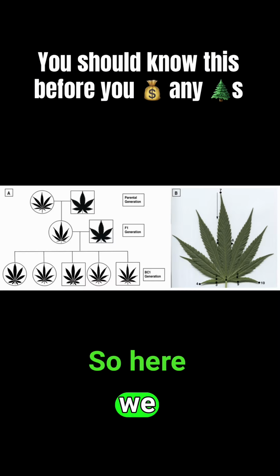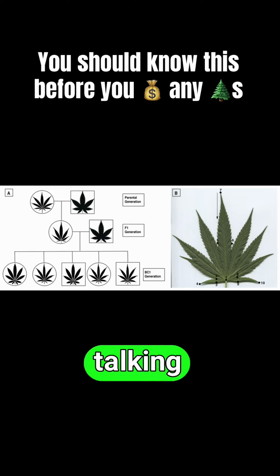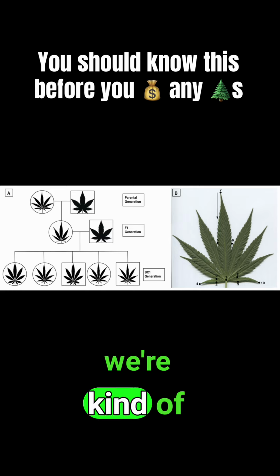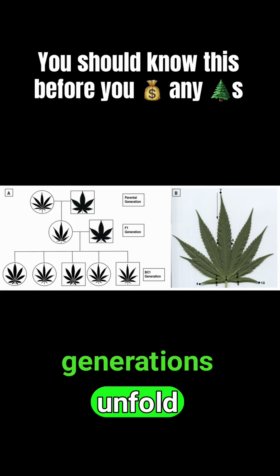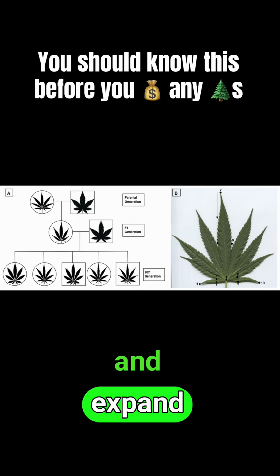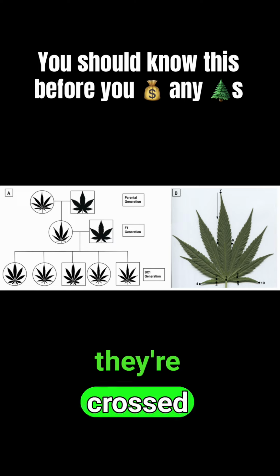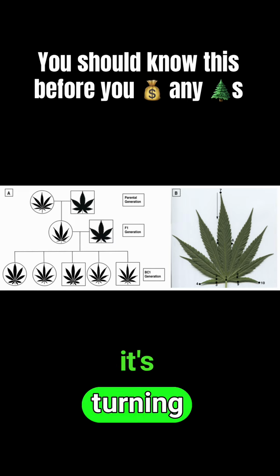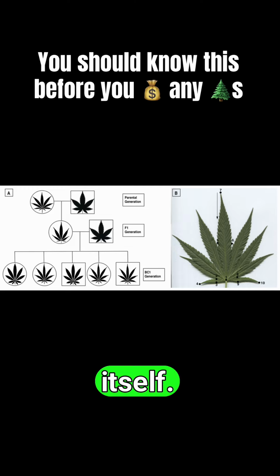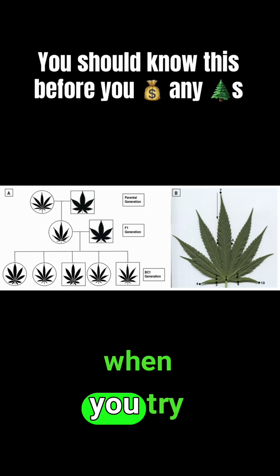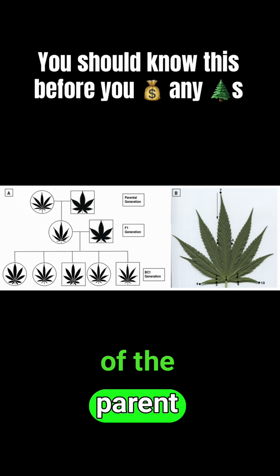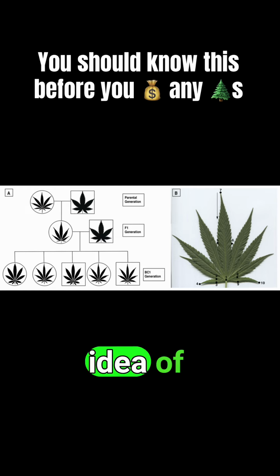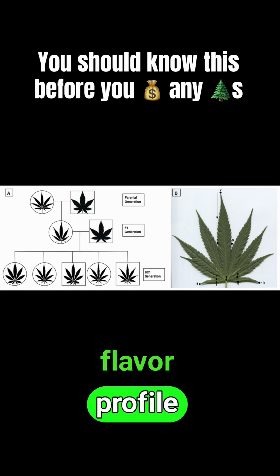So here we have another chart to help explain what we were just talking about. As you see with the F1 generation, BC1 generation here, we're seeing the generations unfold and expand into different versions of themselves as they're crossed with different strains. So as one strain is crossed with another, it's turning into a different version of itself. That's why it's so important that when you try a new strain, you look at the history of the parent genetics and the strains that it was crossed with, so you have a much better idea of the effects and the flavor profile before you try it.